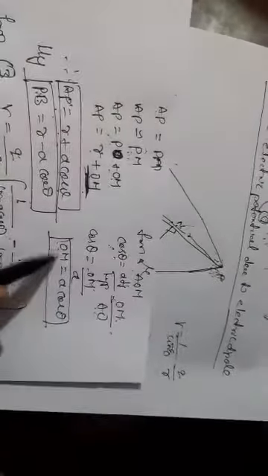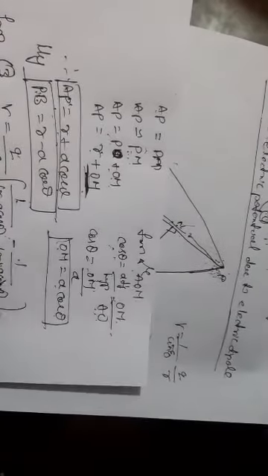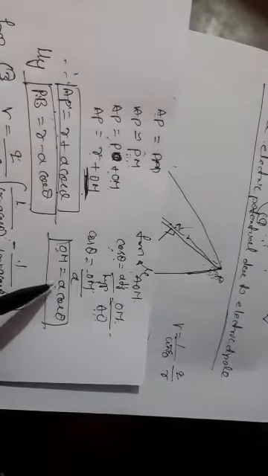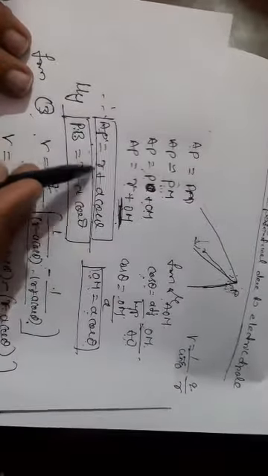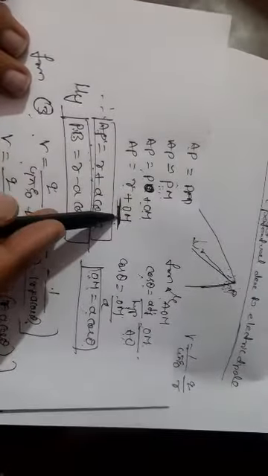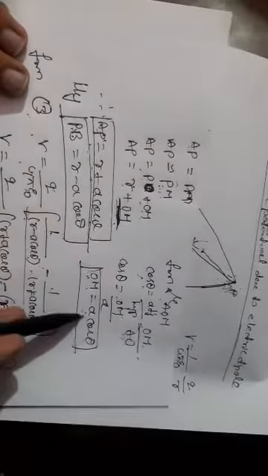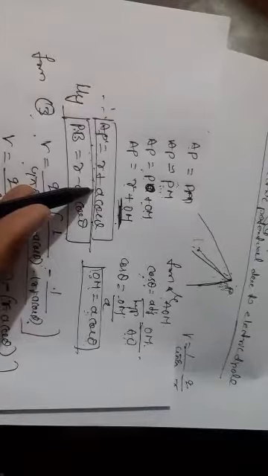Calculate OM, that is OM is equal to a cos theta. The OM value is substituted in the previous equation. In this equation, AP is equal to r plus a cos theta. That is the AP value.